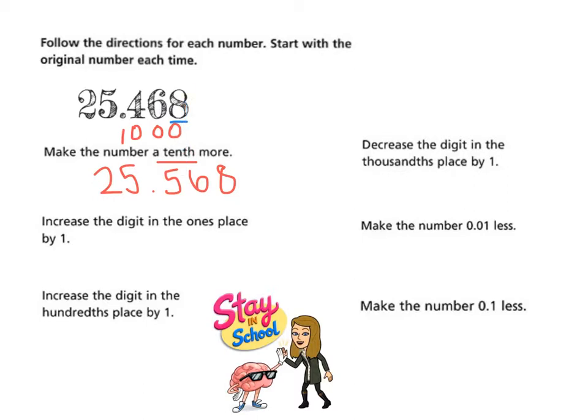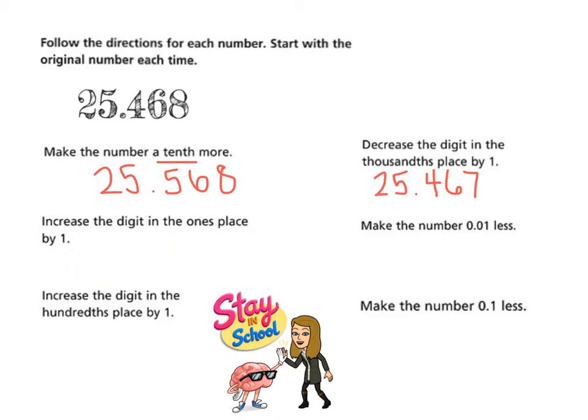So I'd leave all the other numbers alone. I'm just working with that thousandths place. So everything stays the same until that 8 becomes a 7. So the new number is 25 and 467 thousandths. Okay, so again, I have to go back to the original number. So let's get rid of my work from before. And now it says increase the digit, or make it bigger, the number, in the ones place by 1.